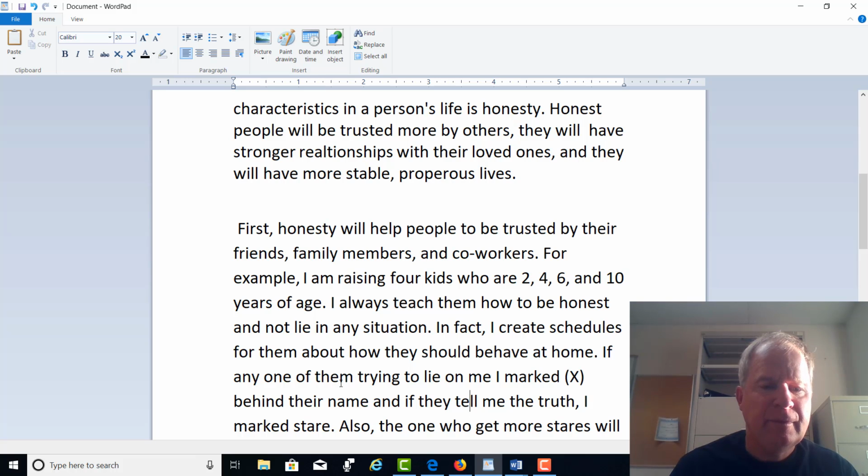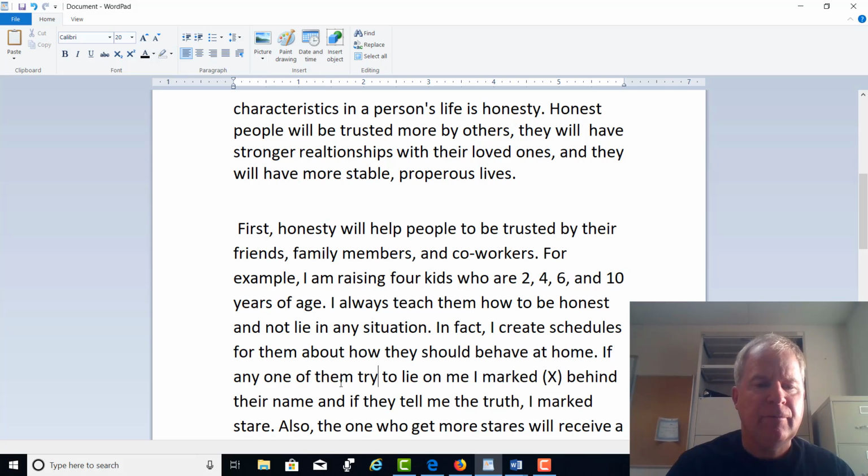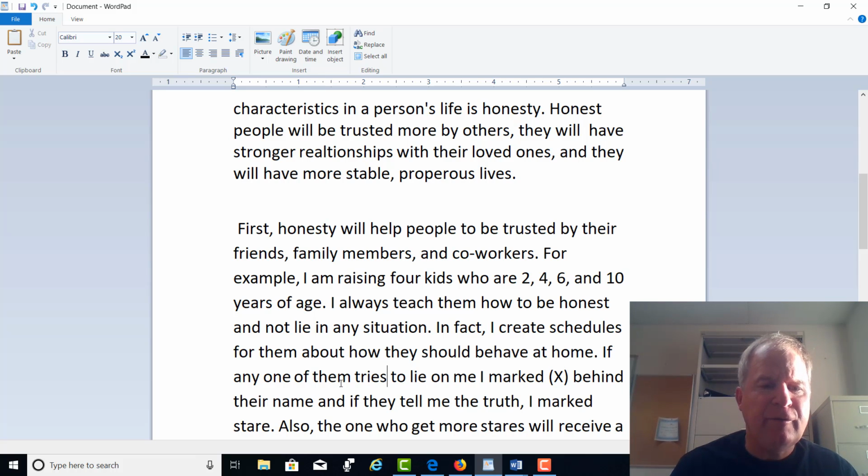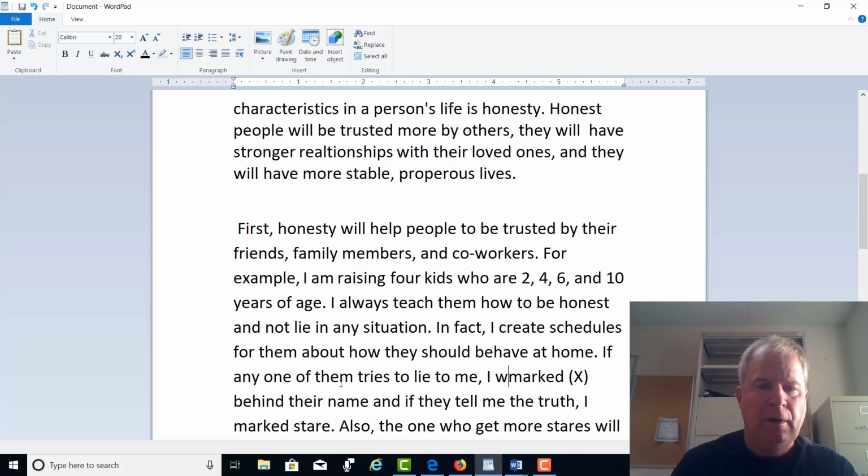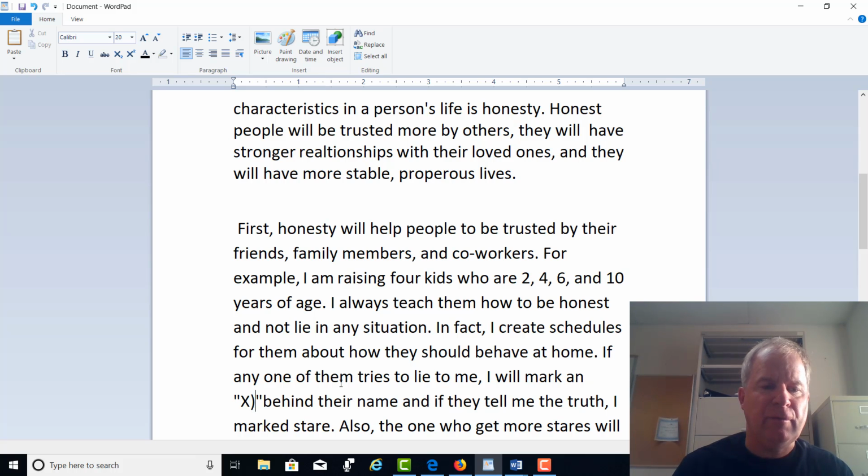If any one of them tries, you need a verb here, right? If any one of them tries to lie, you need the preposition to. I will mark, to set it apart, I'd probably use quotations here. I will mark an X behind their name.